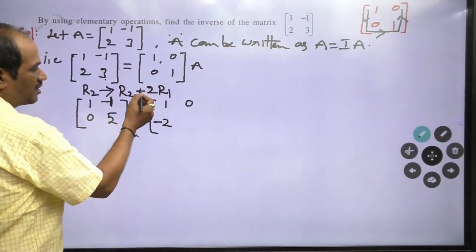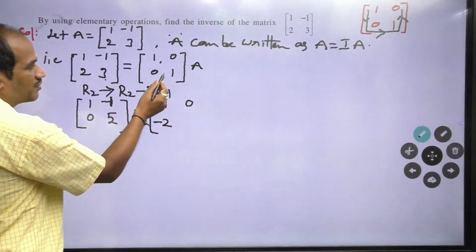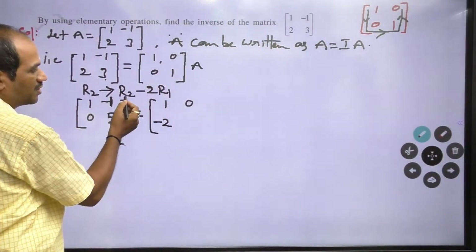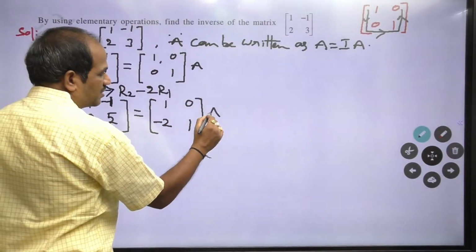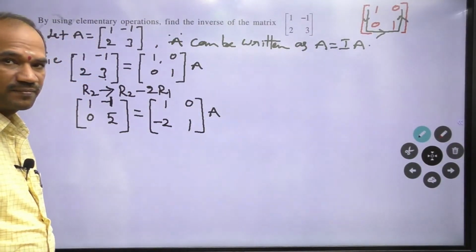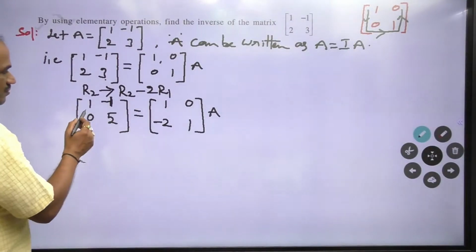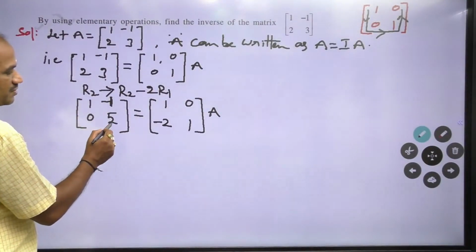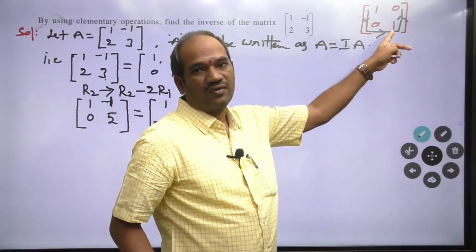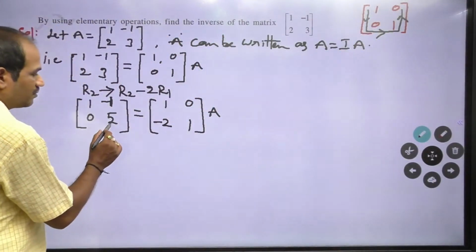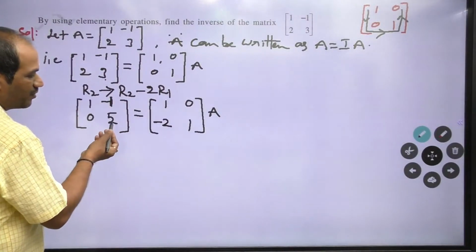Next, R2 element 1 minus 2 into R1 element 0, so 1 minus 0 is 1. This matrix is A. Next, 1 0 here, 1 here. So this is 5 divided by 5, 1 coming here.